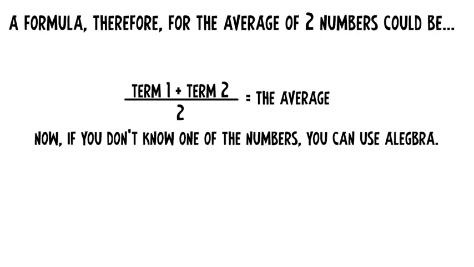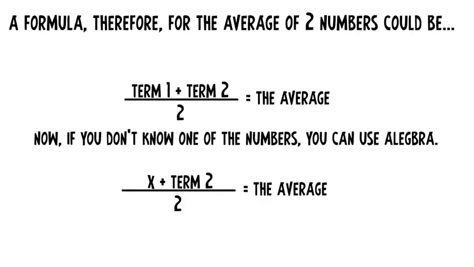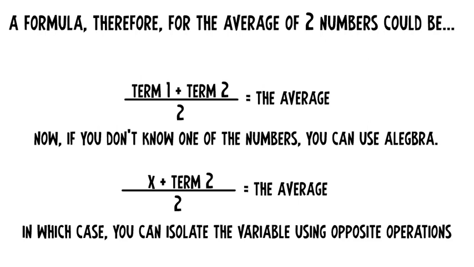Now, what if you don't know one of the numbers? Well, if you don't know one of the numbers, you can use algebra, meaning x, or the term that you don't know, plus the second term divided by 2 equals the average. And once you use this formula, you can isolate the variable using opposite operations, and you should be able to use algebra to solve the missing term. Good luck to everyone.